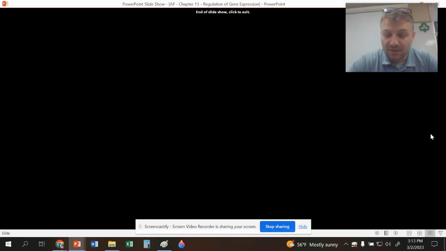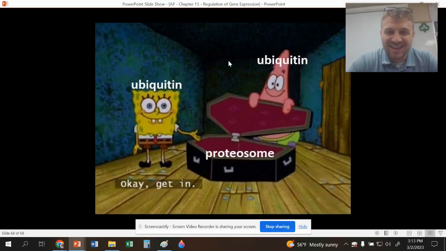I think this is our end. I love this little meme here, ubiquitin, and you can see the proteasome saying, hey, get in, because this is where the proteins are broken down.